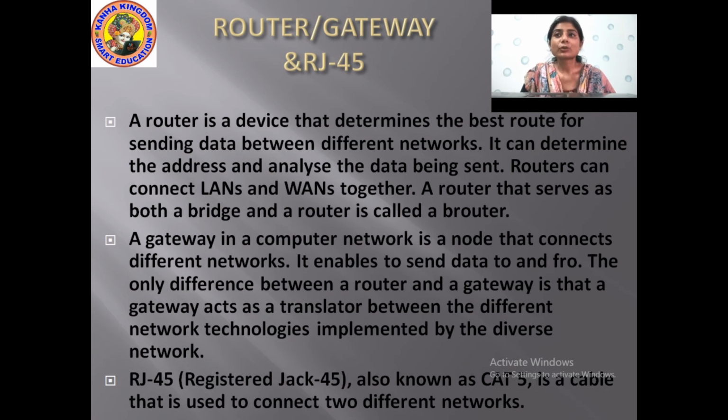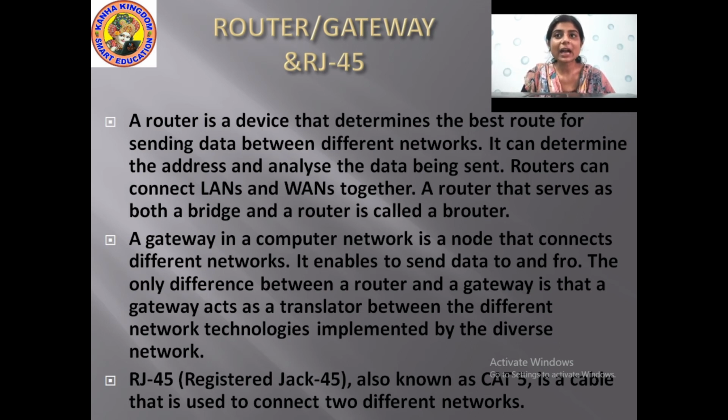Understood? Then a router that serves as both a bridge and router is called a brouter. When both bridge and router are combined together, it forms a new component named brouter, B-R-O-U-T-E-R. When both are combined to send our data to a different network or receive it from a different network, then this component changes itself to a brouter, B-R-O-U-T-E-R, brouter. Okay. Now what is a gateway?